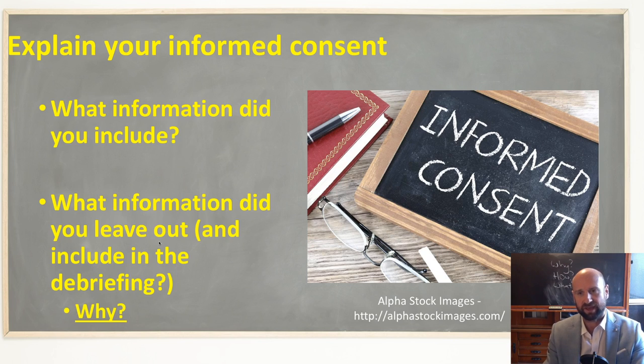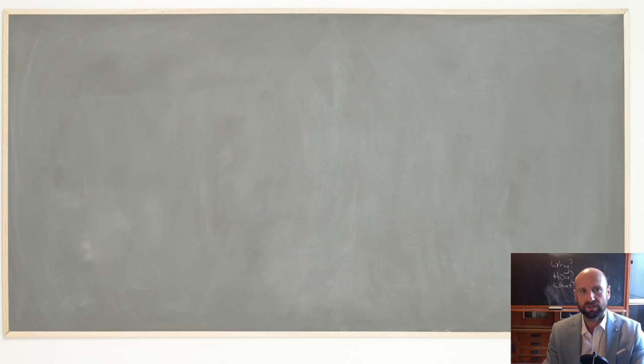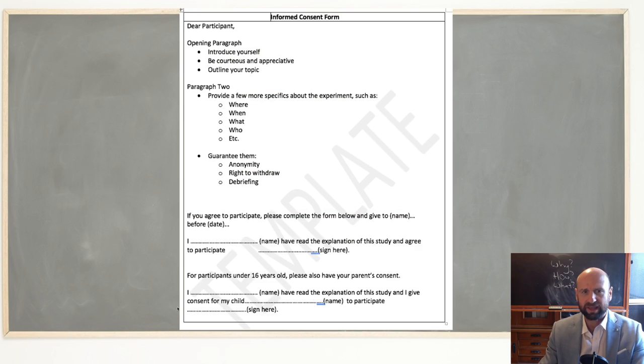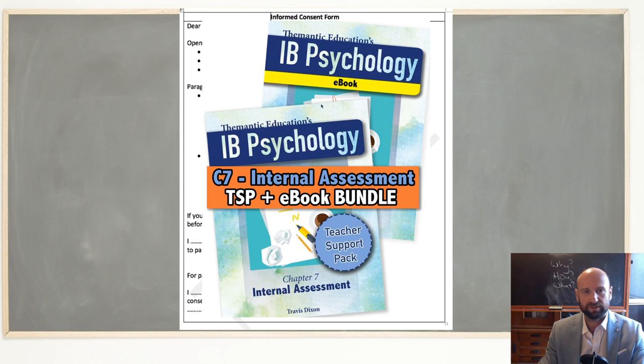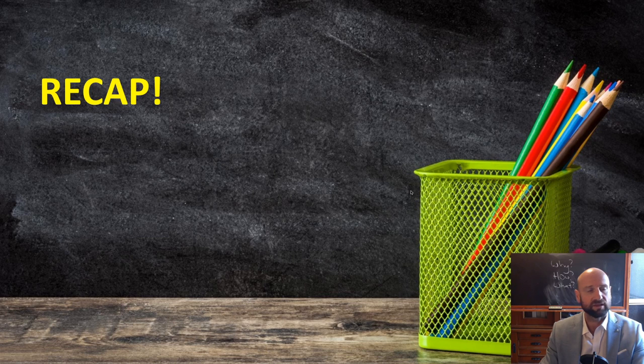Okay, and so think just about what type of information, if you revealed it, would give away the aim of your experiment and maybe jeopardize your results. This is a blank copy of the informed consent form that we have in our teacher support pack. So students fill this out and are free to use it how they wish. So this is what I recommend here to make sure your informed consent form is ethical. And so it might be the second paragraph here where you're going to explain what you included and what you left out. Again, if you're interested, that's in the IA teacher support pack.